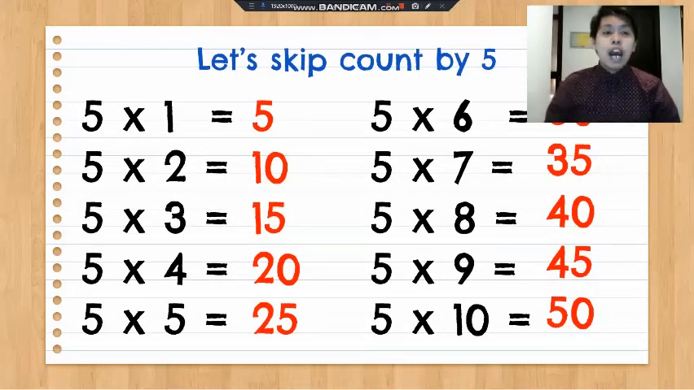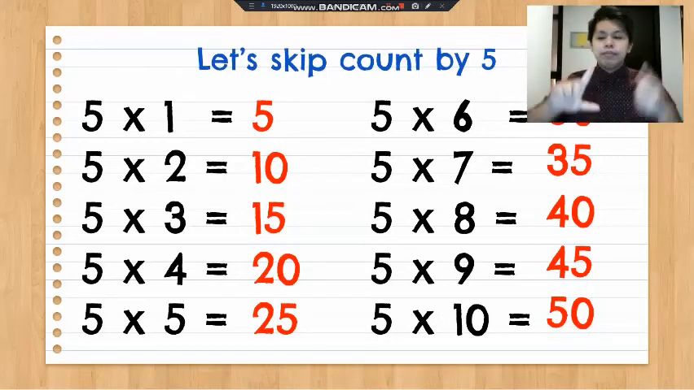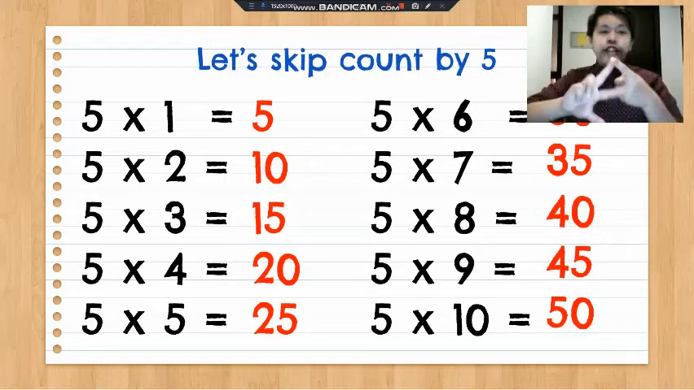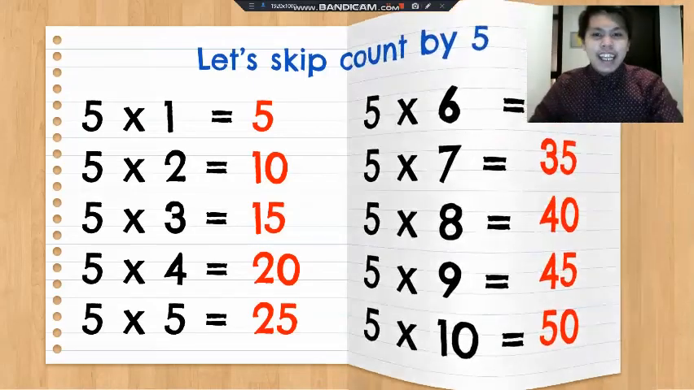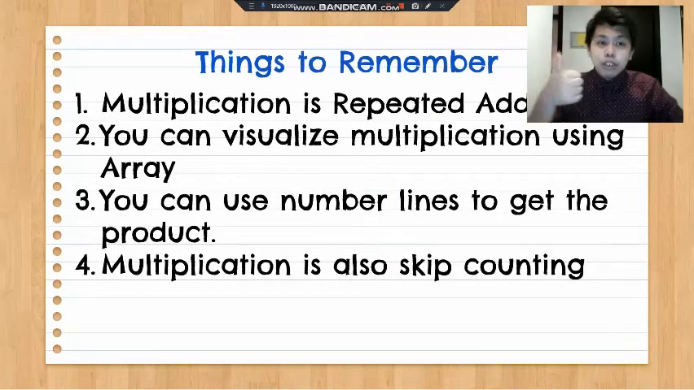Okay, now that you know how to use repeated addition using the array option, the number line, and the skip counting, you will now be able to solve multiplication problems. Now, here are the things to remember. Multiplication is also repeated addition. You can visualize or easily solve multiplication using an array. You can also use number lines to get the product. And lastly, multiplication is also skip counting.